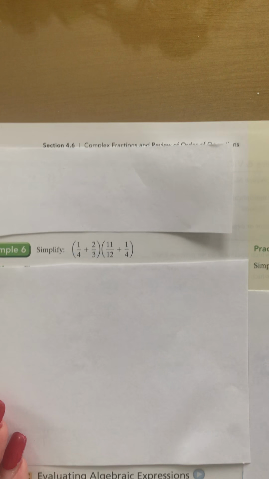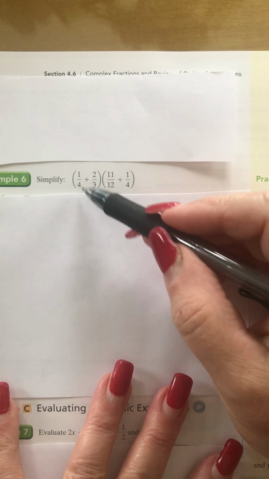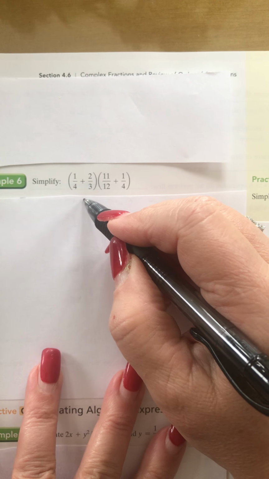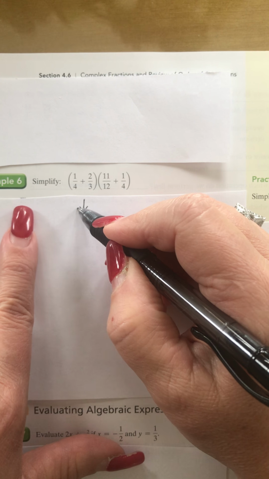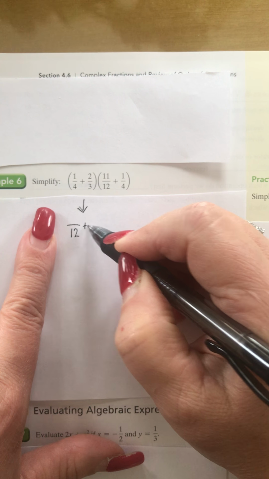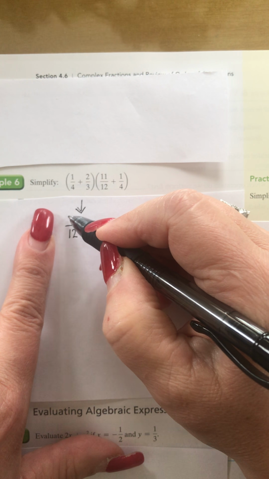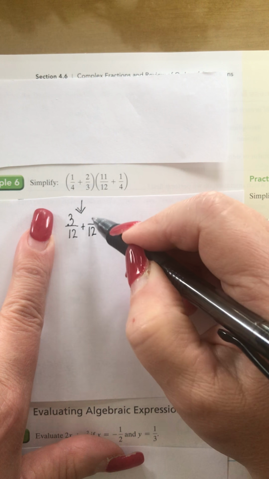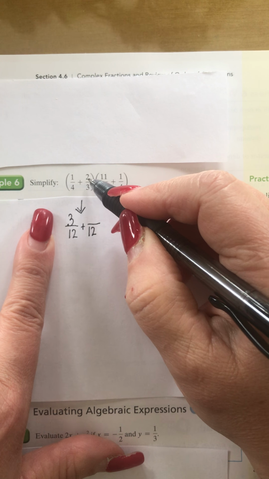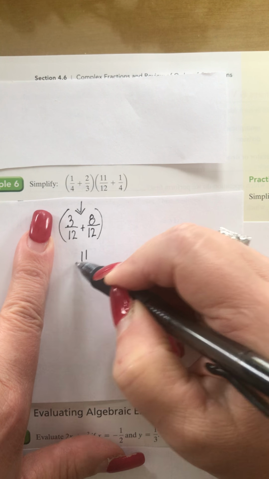Example 6. Okay, again, order of operations says do what's in parentheses first. So in this first set of parentheses, in order to add these up, we got to get a common denominator, which is 12. So multiply the top and the bottom by 3 in this 4. Multiply 3 times 4 to get 12, so 2 times 4 is 8. So adding this, you get 11 twelfths.